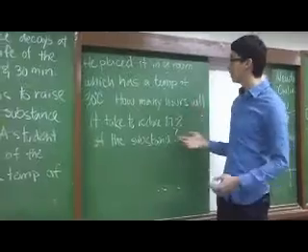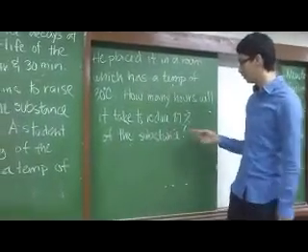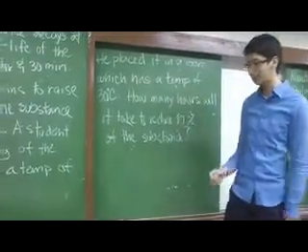Place it in a room which has a temperature of 30 degrees Celsius. How many hours will it take to reduce 87% of the initial substance?